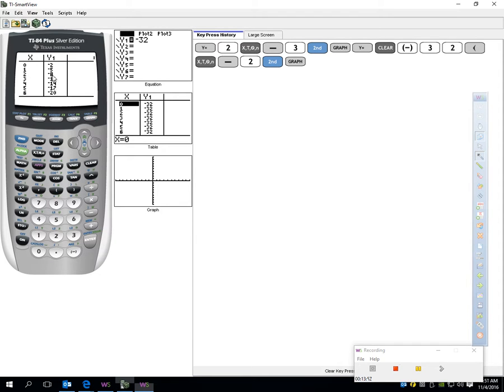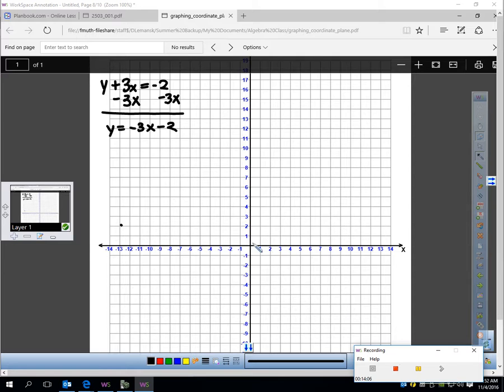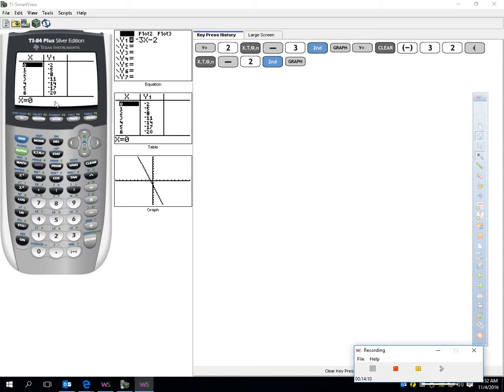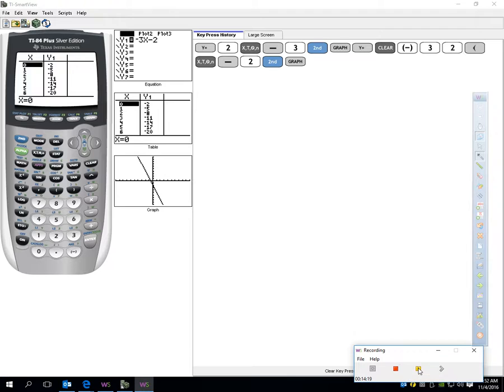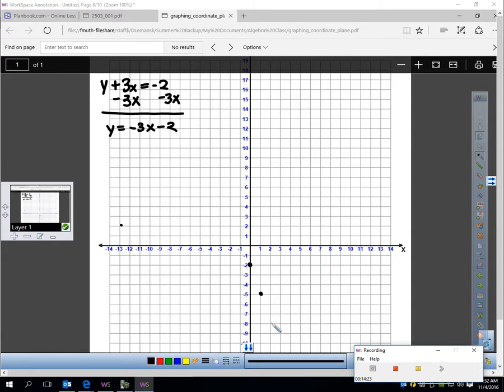There's a whole bunch of points. I got more than I need. Okay, let me graph these. I have 0, negative 2. So here's 0, negative 2. I see 1, negative 5. So here's 1 right, 5 down. I see 2, negative 8. So I'm going to graph 2, negative 8.